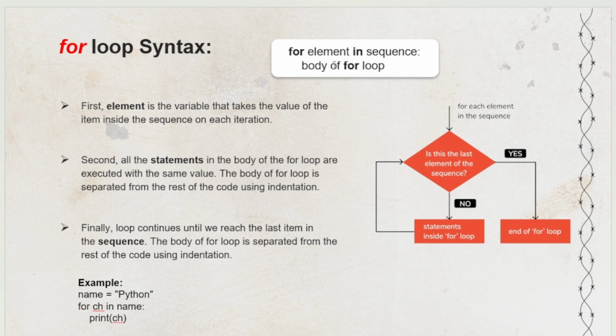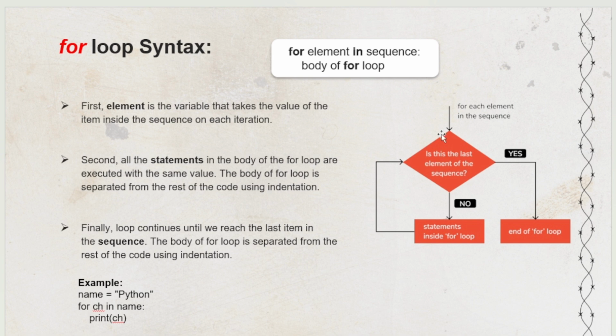The second one is the body of the for loop. Make sure you follow the indentation. Finally, the loop continues until it reaches the last item in the sequence. So suppose in the sequence you have 50 elements, that means it iterates only 50 times, not more than 50 times.